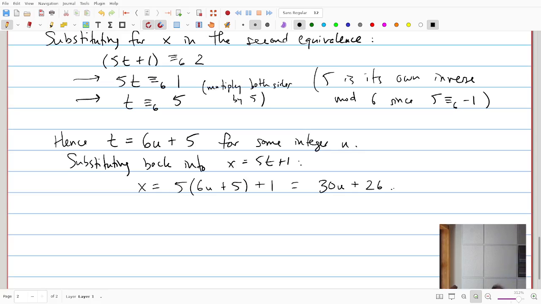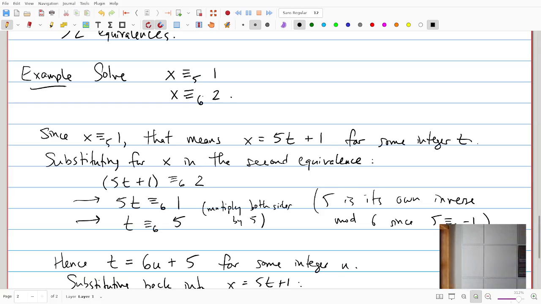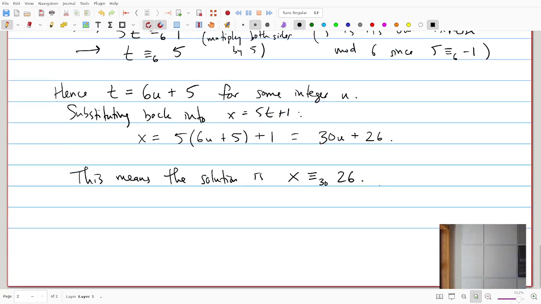Well, what is u? I mean, u was just any arbitrary integer. We don't know what it is, but it's just some integer. So if x is equal to 30 times some integer plus 26, that means that any number that's 26 more than a multiple of 30 is going to work. So this means the solution is x is equivalent modulo 30 to 26. And it makes sense that we're doing modulo 30, right? Because we started out with two equivalences, mod 5 and mod 6. And the Chinese remainder theorem tells us there should be a unique solution modulo 5 times 6, which is 30. And that kind of came out when we substituted this 6u plus 5 into 5 times something, we got 5 times 6.